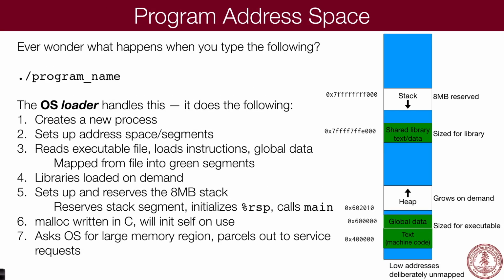Where does the memory actually come from? We've seen this diagram a few times. I've shaded in green a couple of specific places here. Have you ever wondered what happens when you type ./program name? Most of you probably have not cared about that much, but maybe you have. When you type ./program name, the operating system loads your program, and it has to do a whole bunch of setup. What does it do?